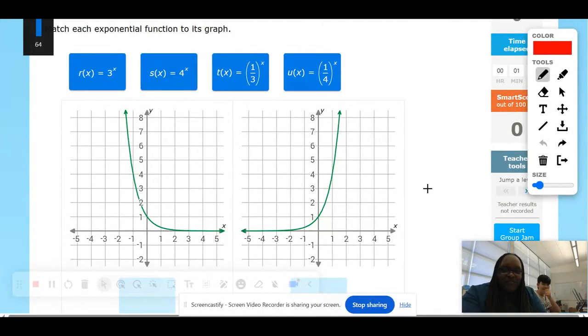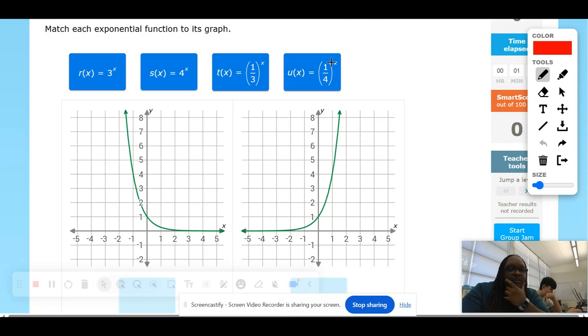Okay. Hey everyone. So we're looking at an IXL, and if you're looking at this years from now, don't worry about the number on the IXL because that might change, but just the IXLs that have to do with exponential functions where you're trying to figure out what function matches what graph based on the numbers and where those numbers are.